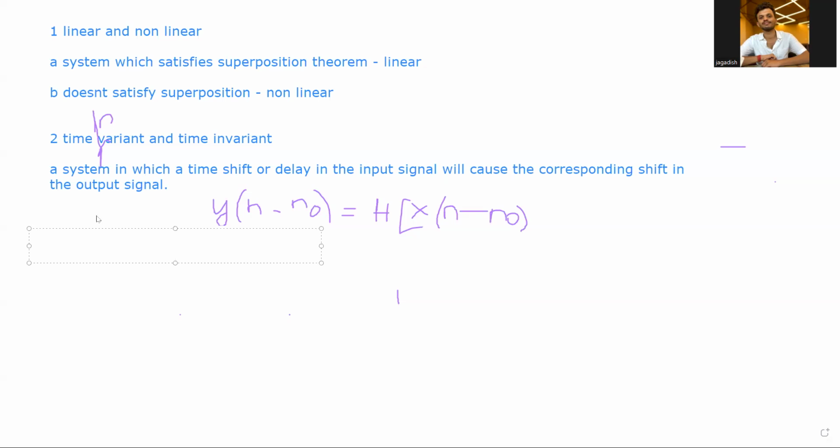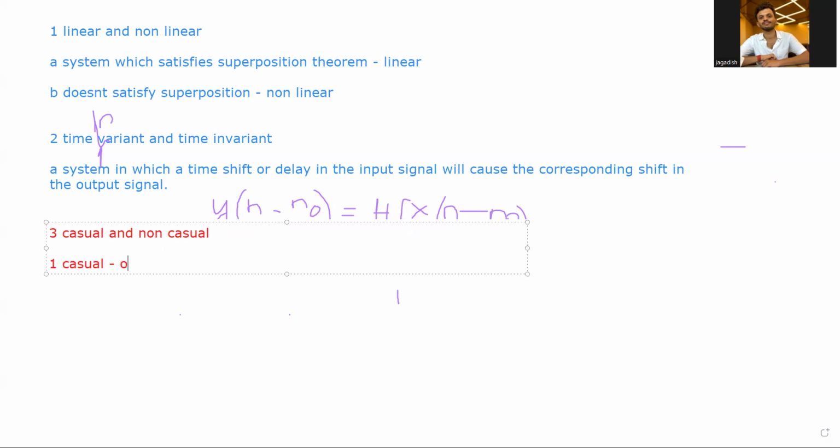The third one will be your casual and non-casual system. For the fourth and third module, this will be there, and it is different for each. Whatever I am teaching is applicable for the third module itself. For your fourth module, it is different. So the casual system, and the output of the system.